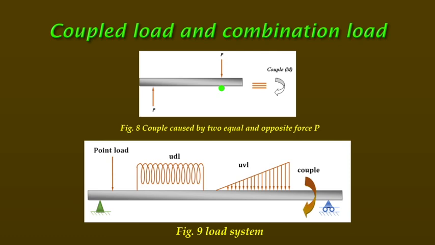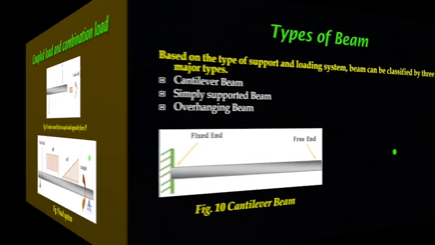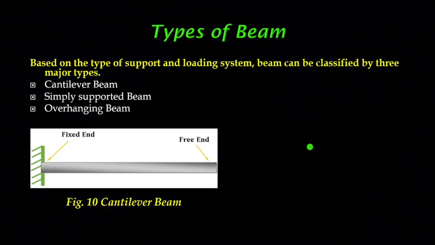Now in actual application, maybe the beam is subjected to all these types of load: point load, uniformly distributed load, uniformly varying load, coupled load, all of these, or a few of these loads. So this is called the load system on the beam. Now we have already discussed the beam. What different types of beam are there? The beam is classified based on the support and loading system, and what types of load are applied there.